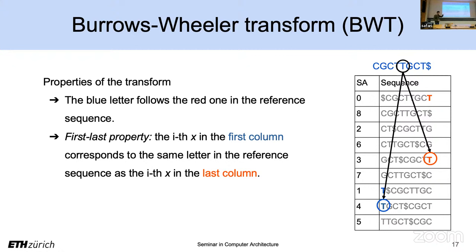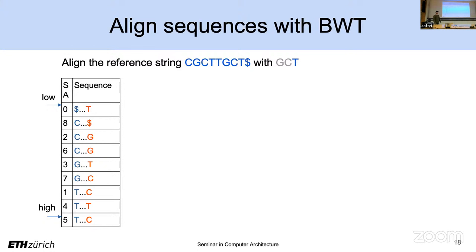Now we are ready to align sequences with BWT. We'll go over a small example. We want to align this reference string with GCT, which is just an example. Typically, we start backwards, so we start with the T. This has to do with the property we saw before.